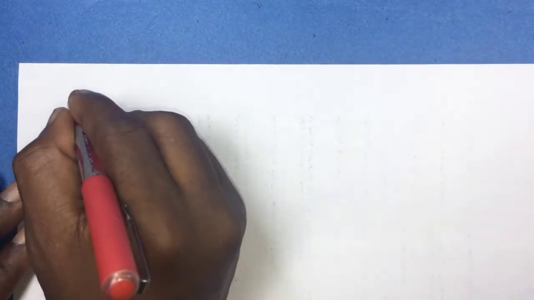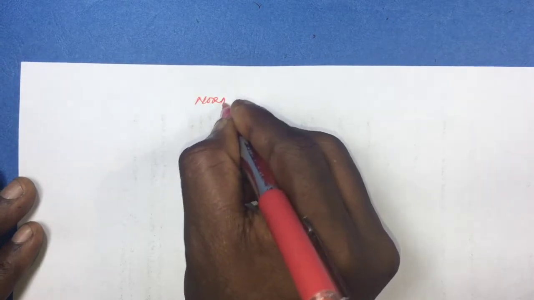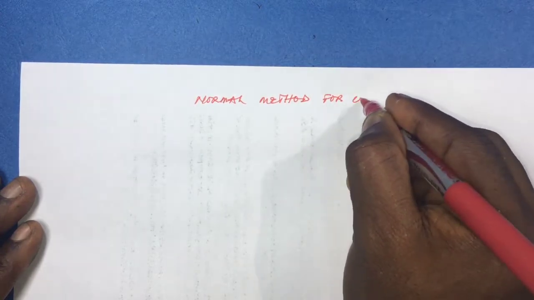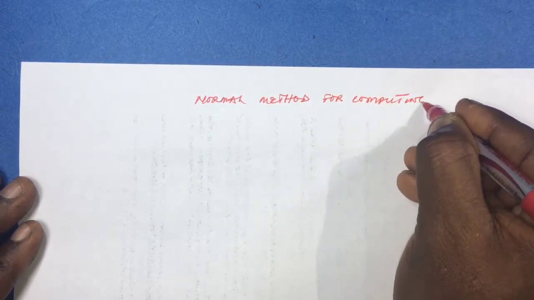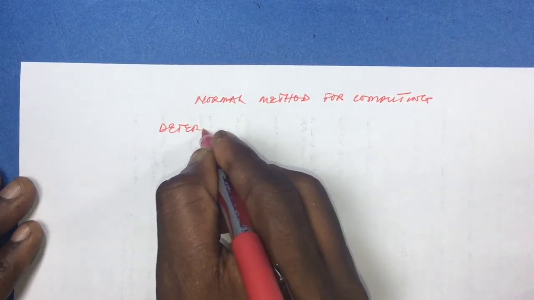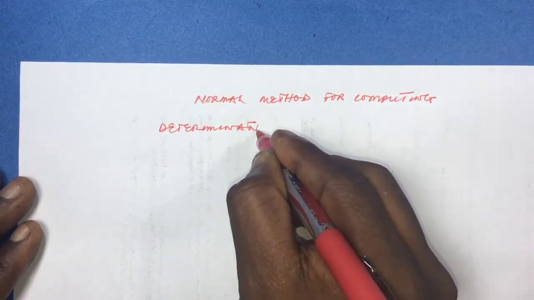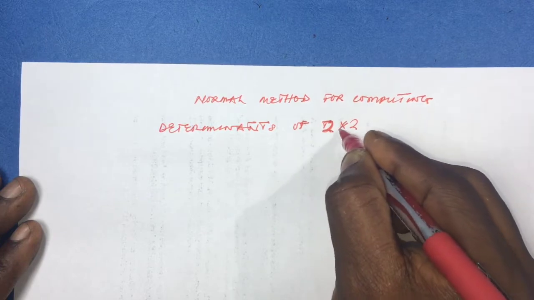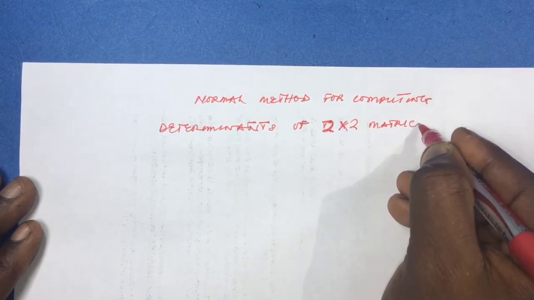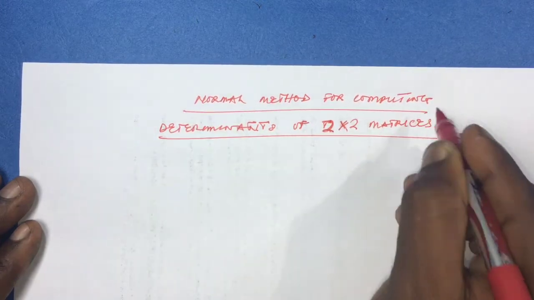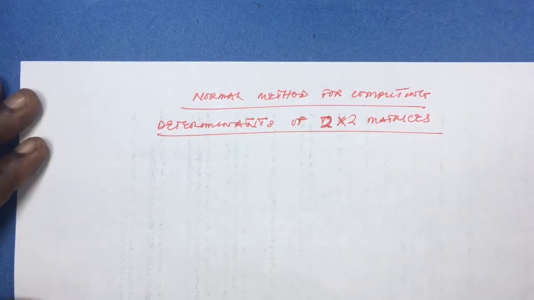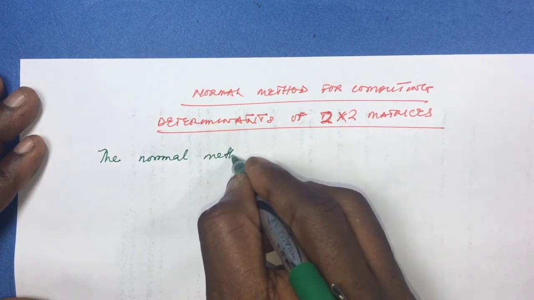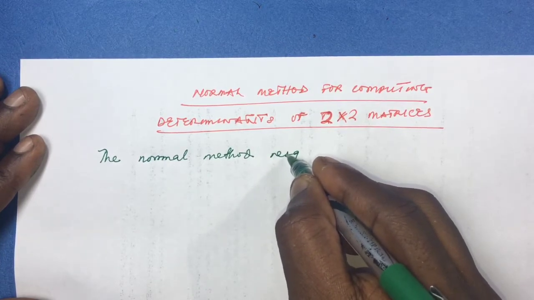So for a 2 by 2 matrix, the normal method, I'm going to write here, normal method for computing determinants of 2 by 2 matrices. Okay, so now what does the normal method say? The normal method requires the following.